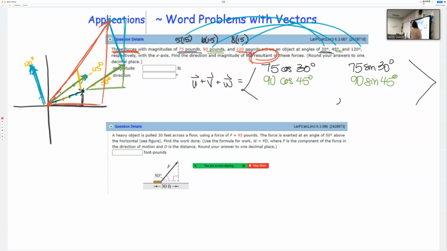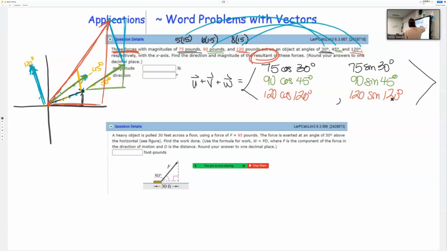What's the last one? The first one is 135. Oh, 120. So what's the degree? 120 cosine 120, and 120 sine 120. And I could do this all day long, guys, right? Now, what's going to happen when I put this in my calculator is some of these guys are positive, some of these guys are negative, but that's all going to happen in my calculator.